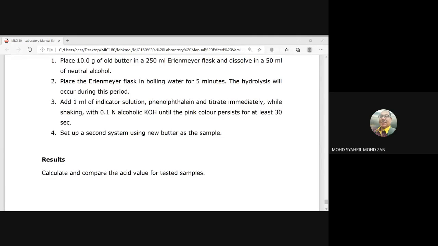Is there a question before we enter our notes? No. No, sir. All right. Okay, kalau tak ada, kita sambung the notes behind the experiment, all right?